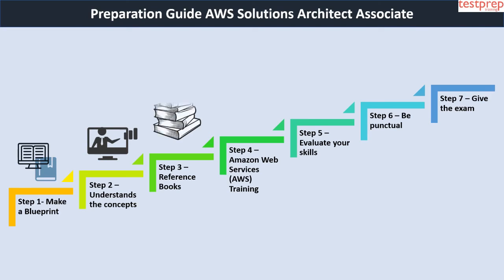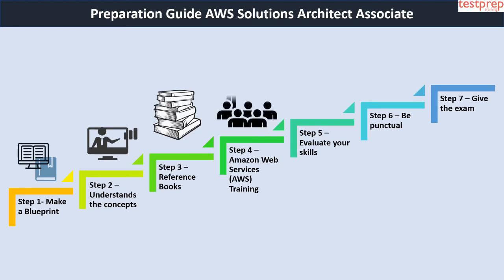Step 3, reference books. There are reference books available for the AWS Solutions Architect exam, and some of them are: 1. AWS Certified Solutions Architect, the Definitive Study Guide by Zielvora. 2. Serverless Architectures on AWS by Peter. 3. AWS Certified Solutions Architect, Complete Study Guide, 100+ exam practice questions by IP Specialist.